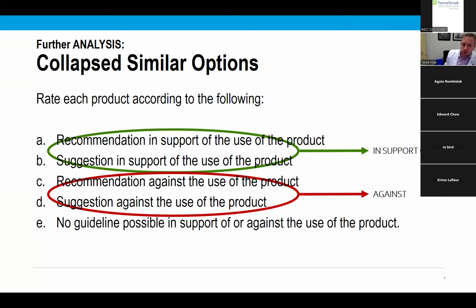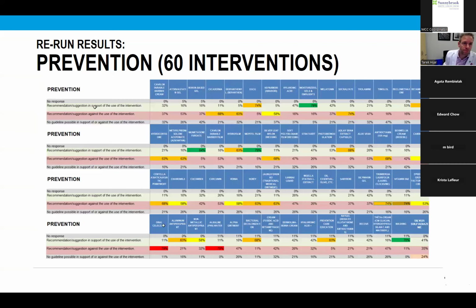Obviously, if we're trying to aim for 75% consensus, we had to collapse the similar options. For round one, which is just the first round, support became one category when we were analyzing the data, and against the use of the product was a second category. So prevention was run. So that's when we collapsed support and use was run.